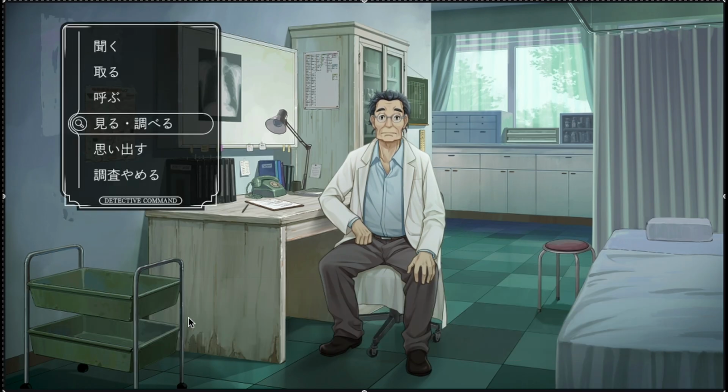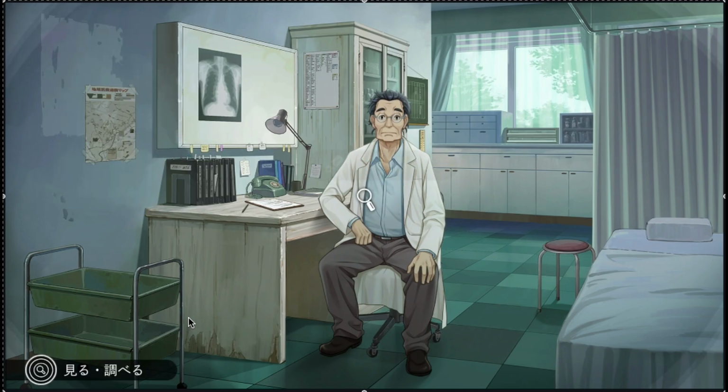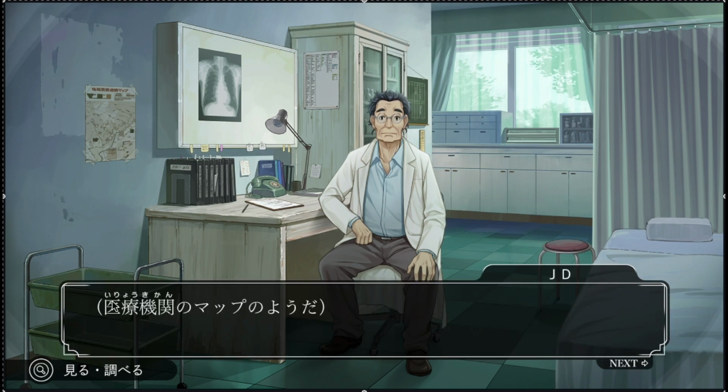Okay, let's take a look around first. This paint wall here is a little bit interesting. There used to be something there. I'm curious if that will come to play later. So this here is Chizu, so we have like Chizu means map. 医療機関のマップのようだ。 医療機関. Okay, let's take a look. Medical treatment. Medical institution. Okay. 医療機関, so medical institution, no map, no yoda. So it seems like a map of medical institutions.